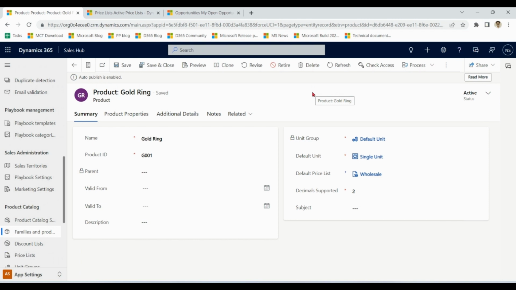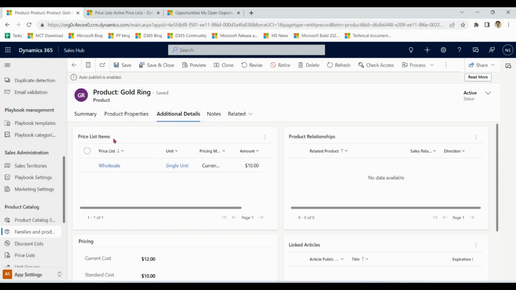I am Neeraj. Our today's topic is pricing methods. We have a product, gold ring, which we are selling in single units in the wholesale price list. See, we have entered this product into wholesale for 10 USD.